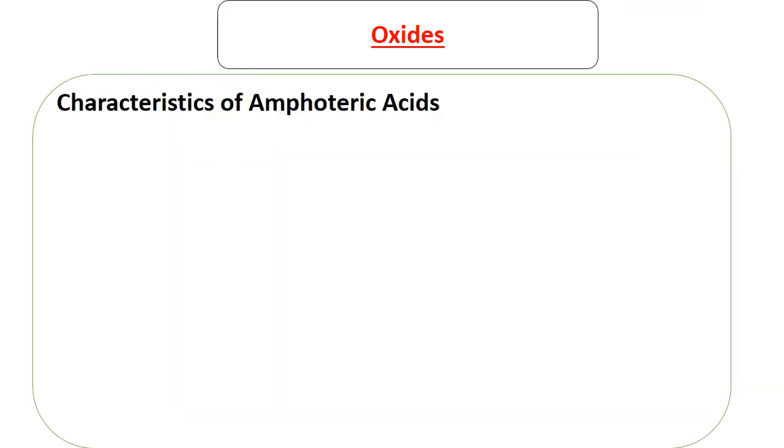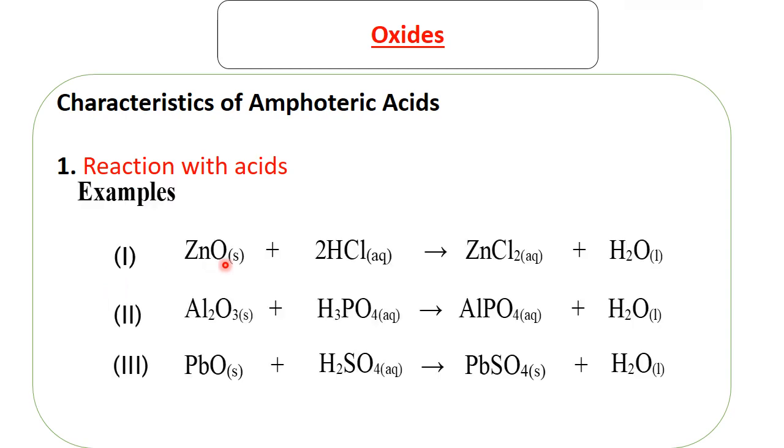What are the characteristics of amphoteric oxides? The first characteristic involves how they react with acids. The reaction is a neutralization reaction. Here are the examples. Zinc oxide reacts with hydrochloric acid to form a salt, zinc chloride, and water. Aluminium oxide reacts with phosphoric acid to form aluminium phosphate and water. So this is a salt, and here too there is a salt and water. When they react with acids, they behave as bases, reacting with acids in a neutralization reaction to form a salt and water.